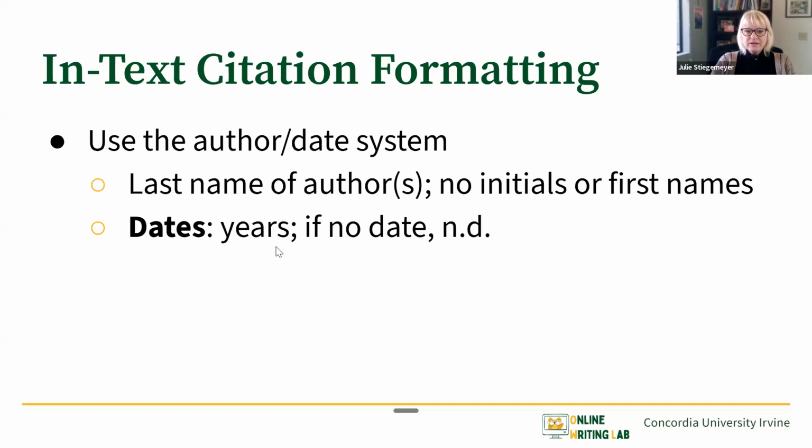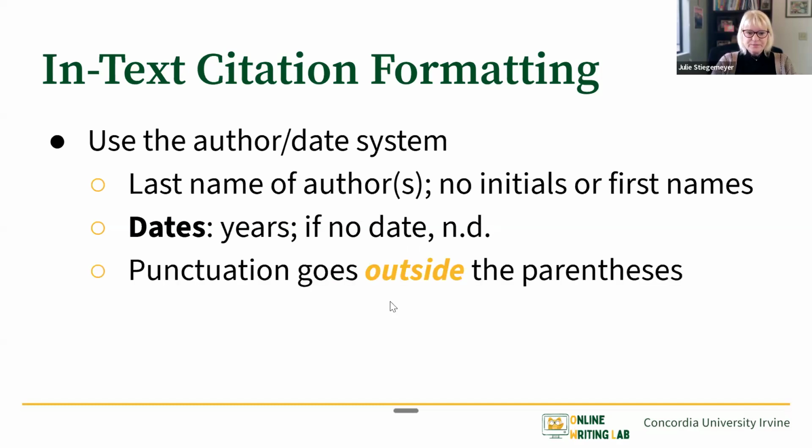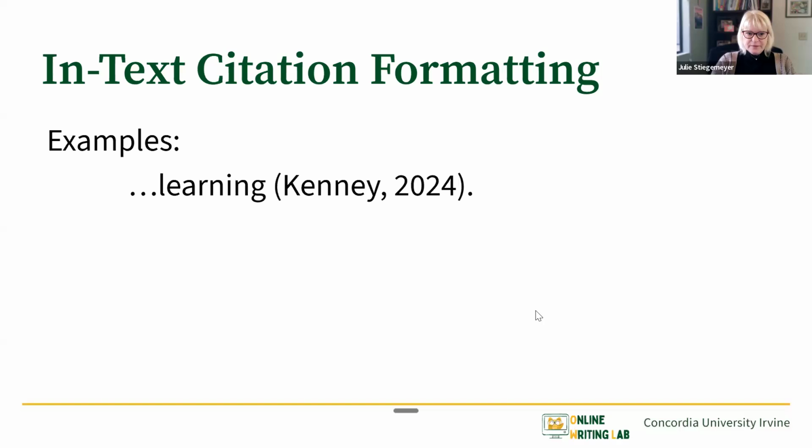For dates, we typically include just the year unless there happens to be a month and day shown on the publication information. Just a little tip, if you're using a website like the California Department of Education, be sure to scroll all the way down to the end of the page because often you can see a copyright date. However, if you can't find one at all, you can use ND to indicate there's no date. And the last note is punctuation always goes outside the parentheses. So I'll show you some examples.